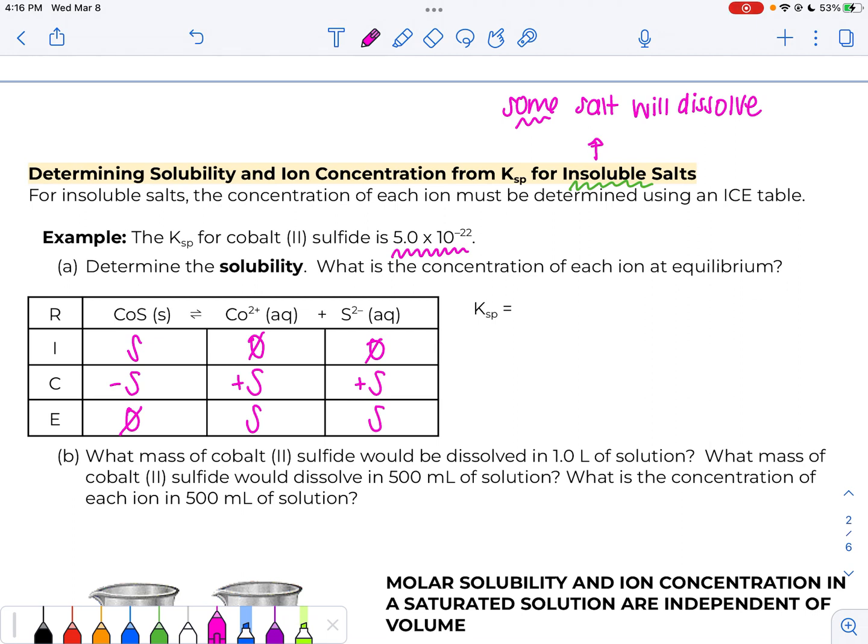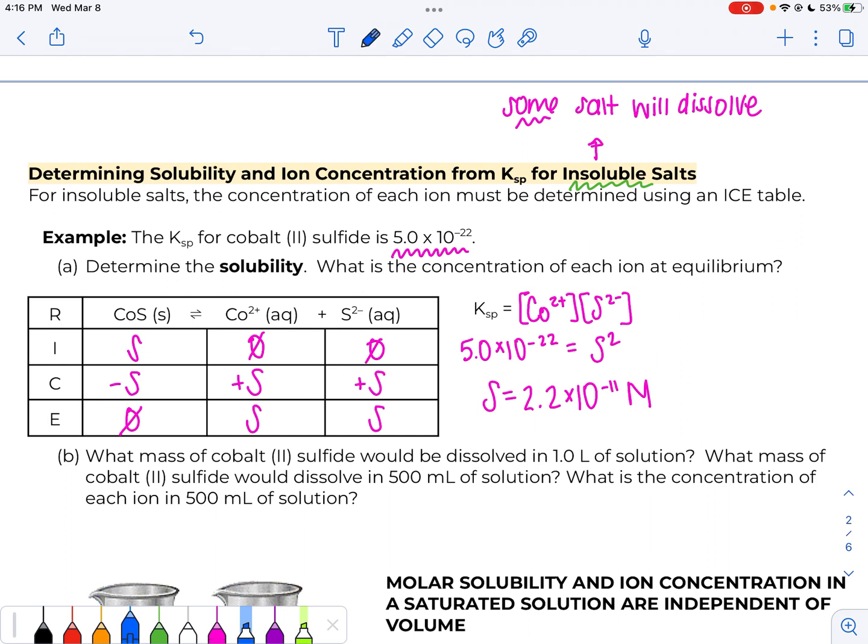Okay, so our Ksp, our solubility product, is equal to the concentration of our ions. We've got Co2+ and we've got S2-. We know the Ksp value for cobalt sulfide is 5.0 times 10 to the negative 22nd, so we plug that in here. The concentration of cobalt at equilibrium is S and the concentration of sulfide at equilibrium is S, so this is equal to S squared. Plugging into your calculator and solving for S, we get S is equal to 2.2 times 10 to the negative 11th molar.